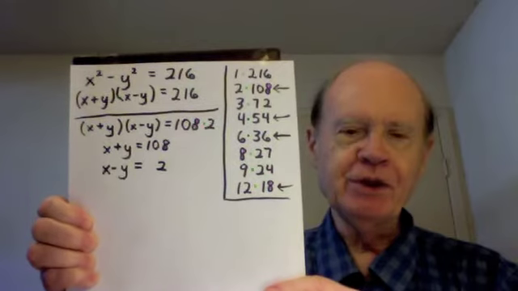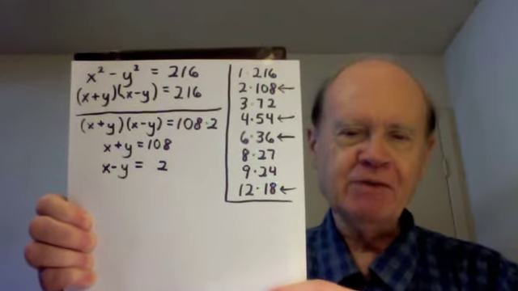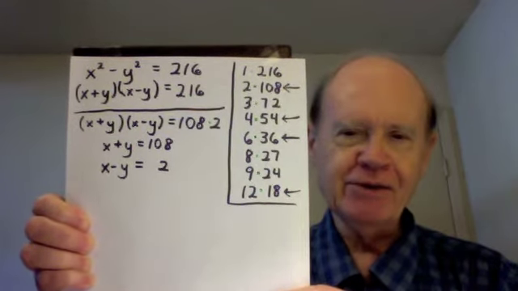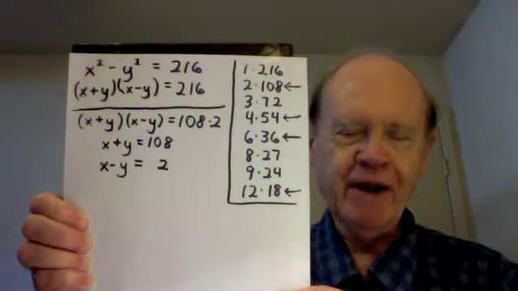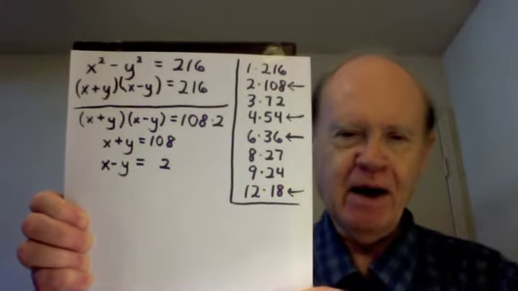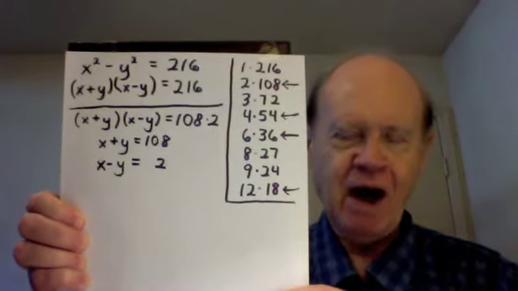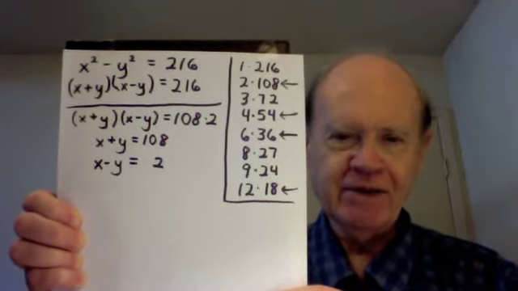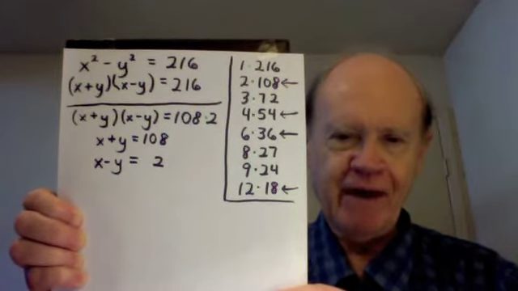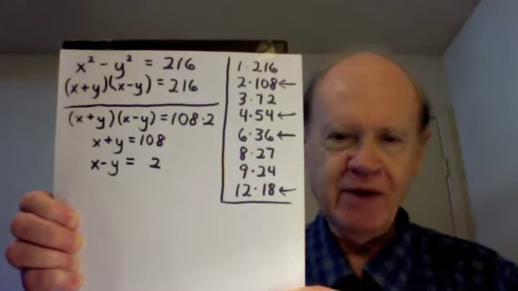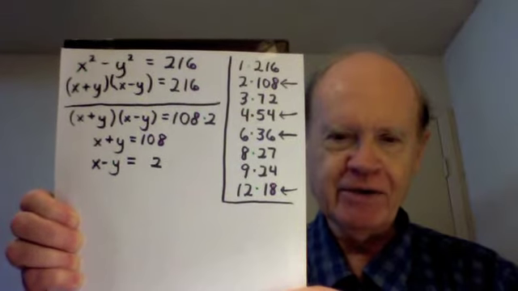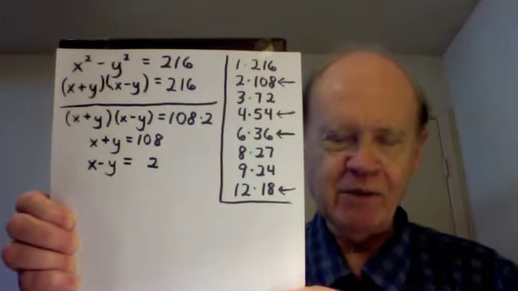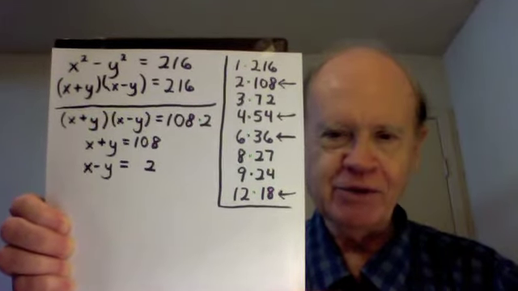To lead to the first solution, I write x plus y times x minus y equals this first pair of factors that has an arrow, 108 times 2. I set the larger factor x plus y on the left equal to the larger factor on the right, 108, and I set the smaller factor on the left, x minus y, equal to the smaller factor on the right, 2. So I now have these two equations. x plus y equals 108, x minus y equals 2.